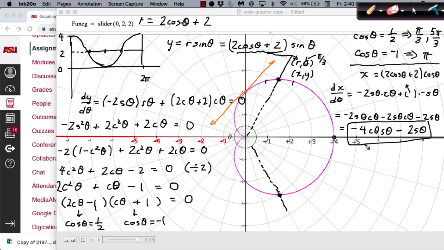I got -4 cosine theta sine theta minus 2 sine theta. Does somebody else get that? I got 1, got 2. Okay, so we got lots of confirmation on that.